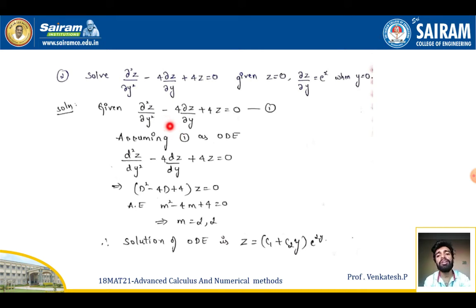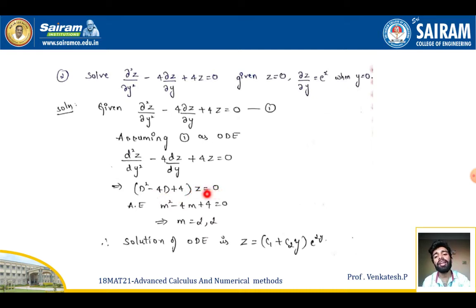As I told, first we have to convert the partial differential equation in terms of an ordinary differential equation. So we'll see how to solve the equation now. I'm taking ∂²z/∂y² minus 4 ∂z/∂y plus 4z is equal to 0. Call it equation number 1. Assuming 1 in terms of an ordinary differential equation, I will get d²z/dy² minus 4 dz/dy plus 4z is equal to 0. By replacing d/dy with capital D, I will get (D² minus 4D plus 4) z is equal to 0.